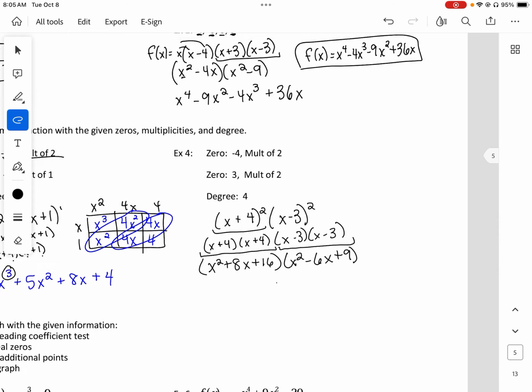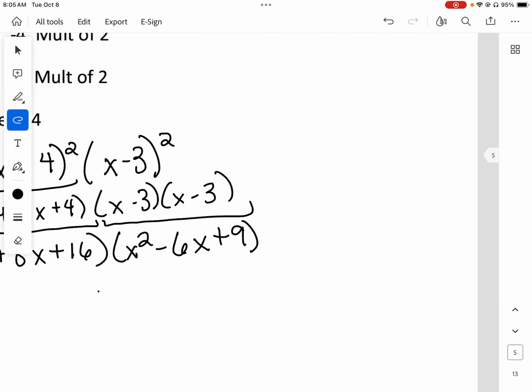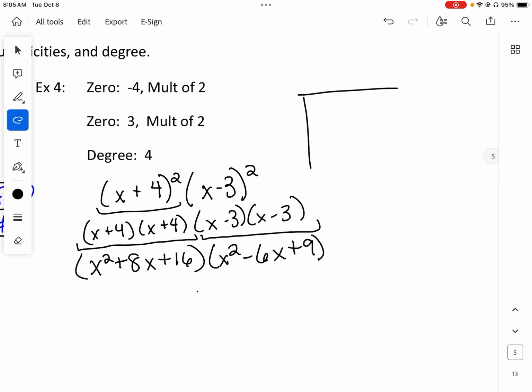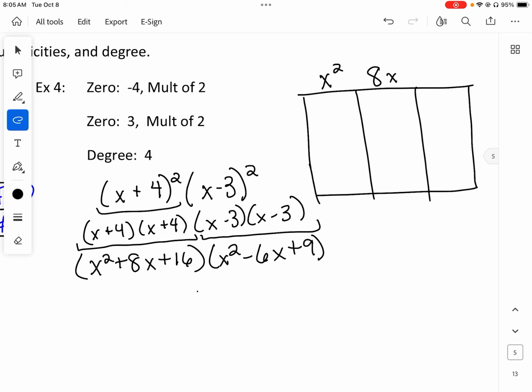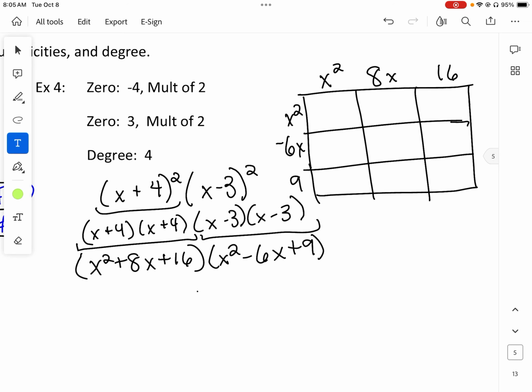And probably doing the box might be our best method. And so this is going to be a 3-term by a 3-term. So this is going to be x squared plus 8x plus 16, x squared minus 6x plus 9. Okay, x squared and x squared make x to the 4. So I'm just going to multiply these. You can do it also.